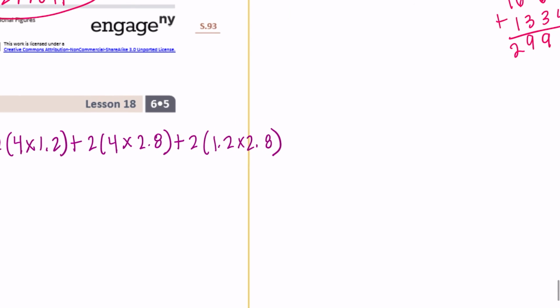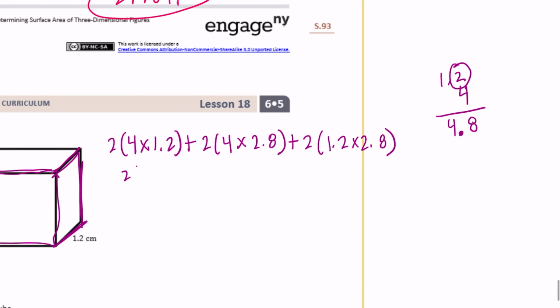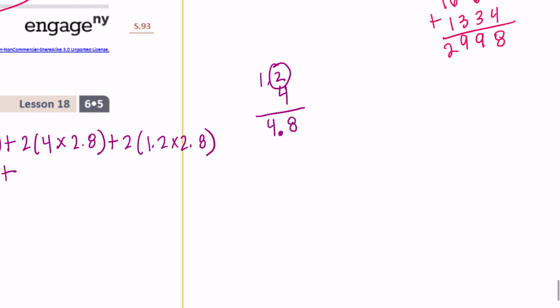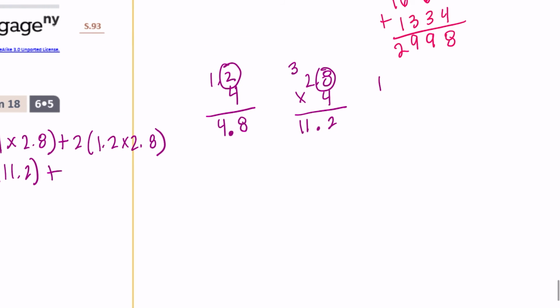All right, 4 times 1 2/10. So all I have to do, there's 1 digit behind the decimal point, so I move it over 1 spot. So that's 2 groups of 4 8/10, plus 4 times 2 8/10. 1 digit behind the decimal point, so I'll move it over 1 spot. So that's 2 groups of 11 2/10, plus 1 2/10 times 2 8/10.